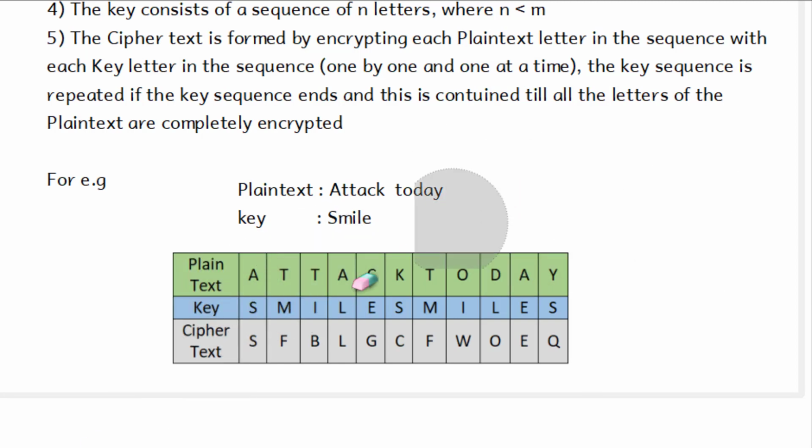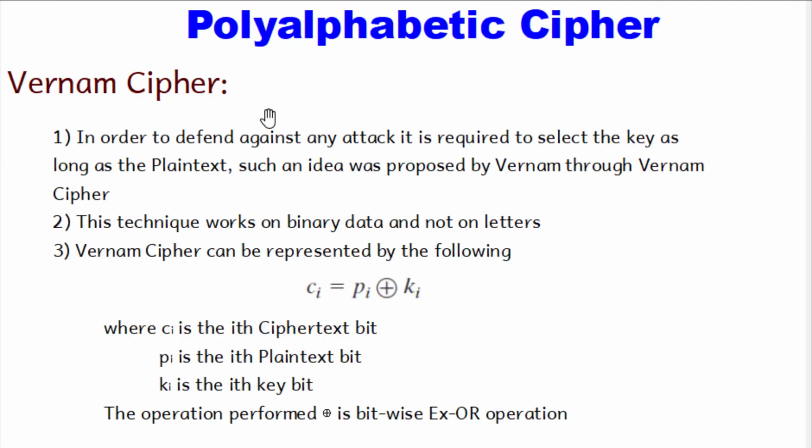Okay, then next, the next polyalphabetic cipher is the Vernam cipher. Now Vernam cipher, in order to defend against any attack, it is required to select the key as long as the plain text. So this idea was given by Vernam, that why don't we have a key which is as long as the plain text. Okay, so of course this is a very good idea, so that if we have the messages as large as the key, then it will be impossible to recover the key.